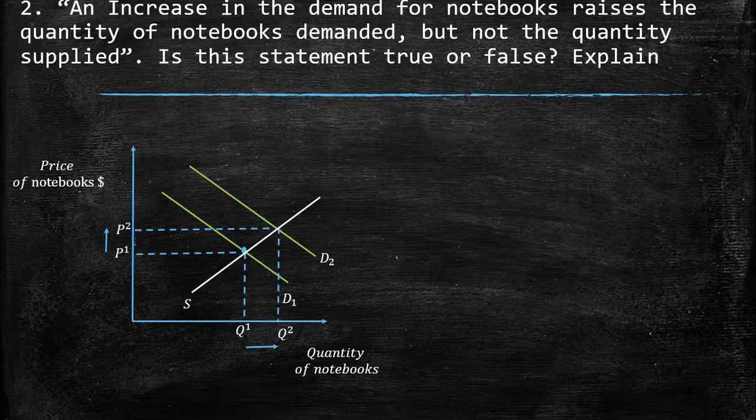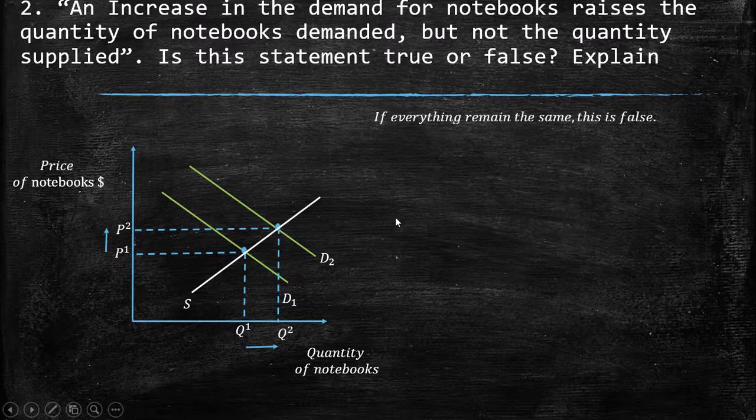So is it true that it raises the quantity demanded but not the quantity supplied? As we see here, there is no change. I mean, there's not going to be a shift in the supply curve. There's going to be a movement along the curve, but there's going to be an increase in quantity supplied as well. It's going to be an increase, but there's not going to be a shift of the curve. So given everything else remains the same, the statement is false, because for the supply, there is a movement along the curve.